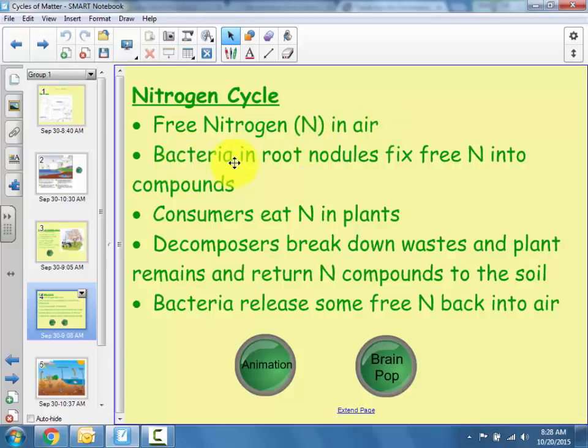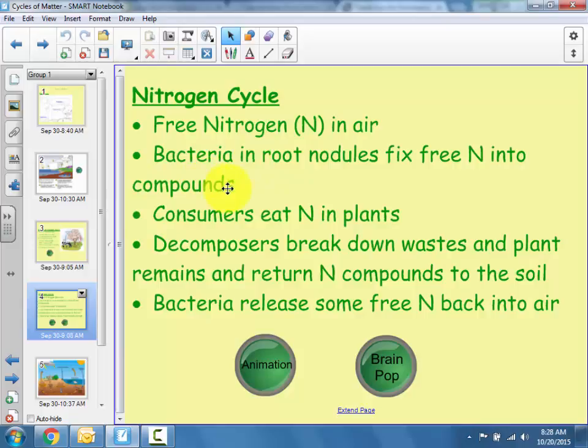So what happens is the bacteria in the root nodules fix that free nitrogen into compounds. And what that means is it's taking those nitrogen atoms and making them into different molecules. So the nitrogen will actually get into the soil, like when it rains, some of that nitrogen just gets like pounded into the soil. The bacteria take that nitrogen and make new compounds out of it.